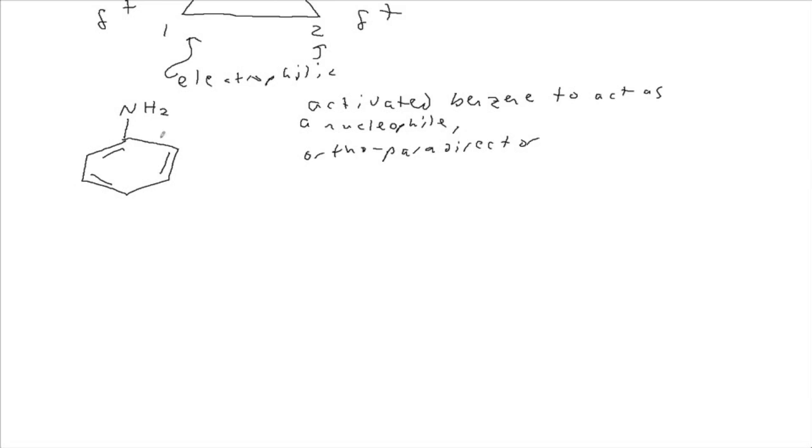How about by induction? Would you expect this nitrogen to be electron donating or withdrawing by induction? I think it to be electron withdrawing. Not as strong as an oxygen, but slightly, it's further to the right on the periodic table, slightly more electronegative than carbon. Good. Okay. That's right. So normally we would expect nitrogen to be electron withdrawing by induction.